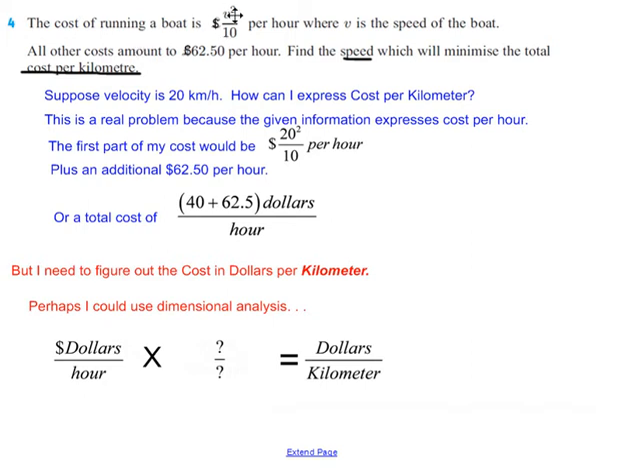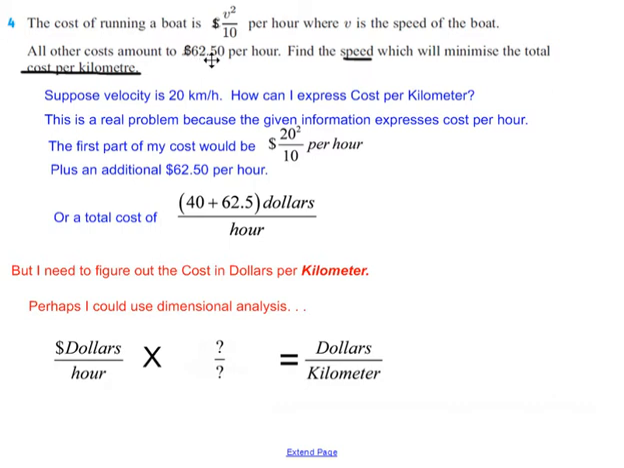We're given expressions about cost. We have v squared over 10, and I changed pounds into dollars because this is America. I've got v squared over 10 dollars per hour, and that's based on how fast the boat travels. So if I increase my speed, it's going to increase my cost per hour. And I also have a fixed cost of $62.50 per hour.